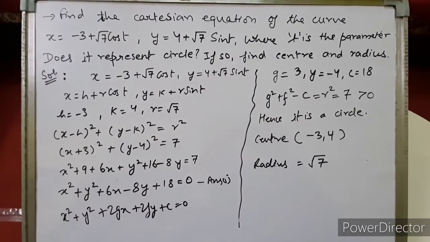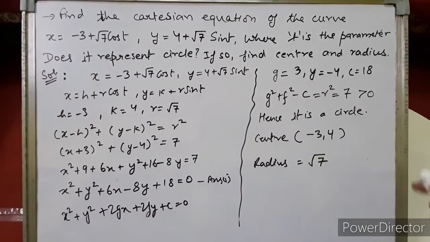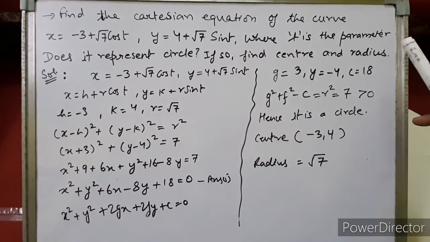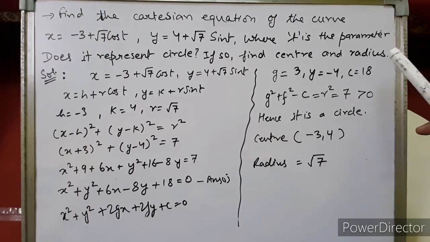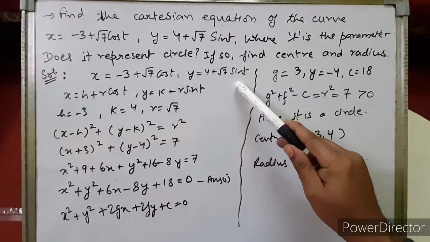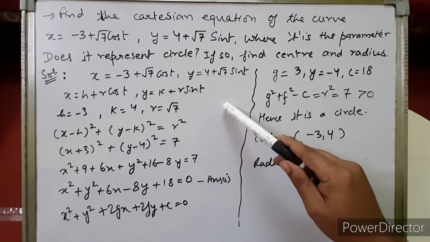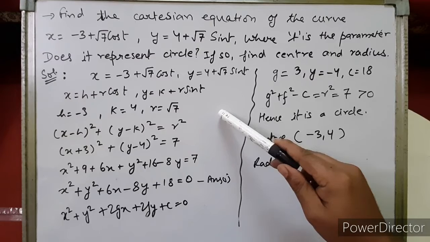Let's see another sum. Here the question says: find the Cartesian equation of the curve x equals minus 3 plus root 7 cos t, y equals 4 plus root 7 sin t, where t is the parameter. Does it represent a circle? If so, find the center and radius. Now when we compare this with the general parametric form to find h, k and r, we get h as minus 3, k as 4 and r as root 7.